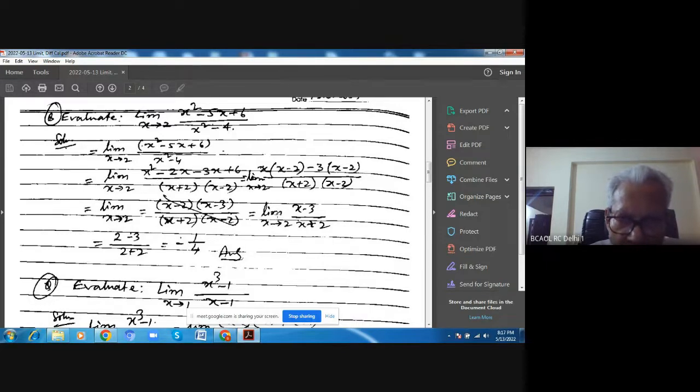As soon as you put the value of x in the function, the limit is no longer there. So you need not write the limit as x tends to 2, because you have already put the value in. After the calculation, minus 1, 4 is coming. This is your answer. I think everybody is understanding, nothing new.